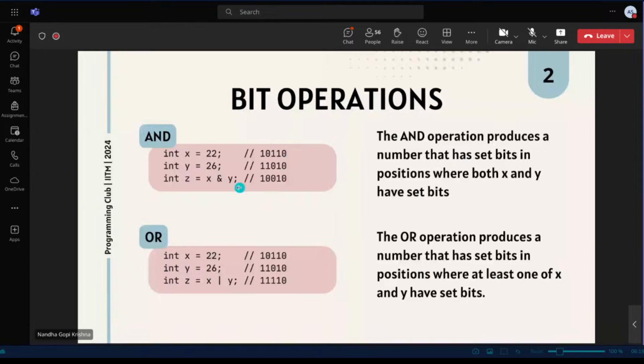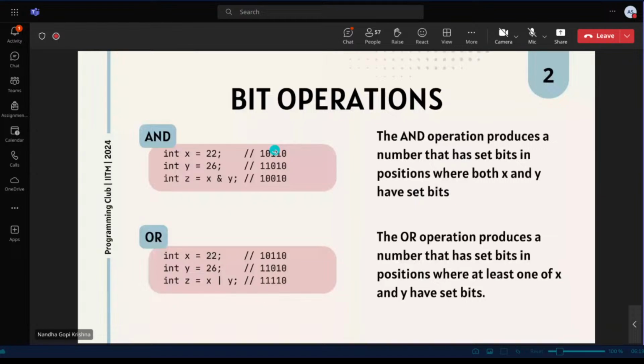Now, what does the AND operation do? For each bit, it produces a number that has the bits set in the positions where both X and Y have the bits set. So what does that mean? We can take a look at the example. The least significant bit, the rightmost bit, is zero in X, zero in Y, so zero in Z as well. The second least significant bit, for X it is 1, for Y also it is 1.